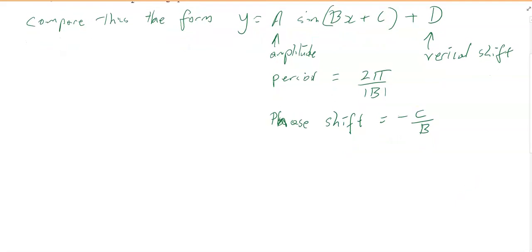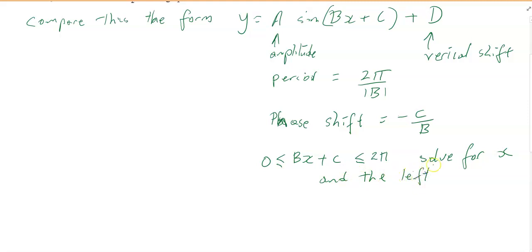Note, for graphing purposes, we can set the bx plus c between 0 and 2 pi, solve for x, and the leftmost number is the phase shift. All right, so there are two ways of finding a phase shift.